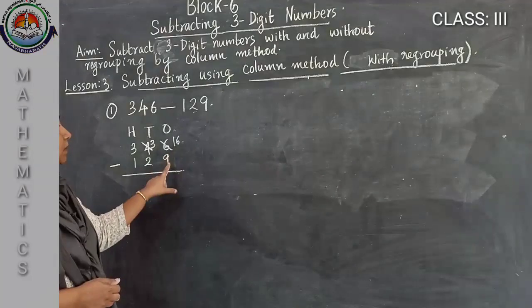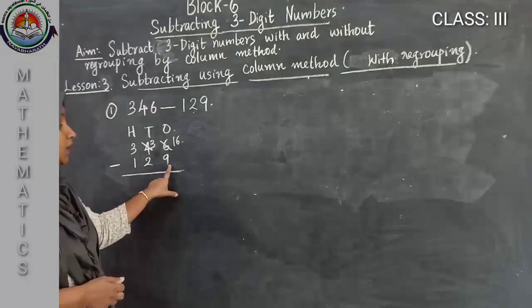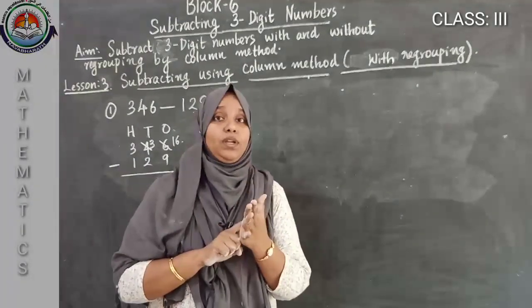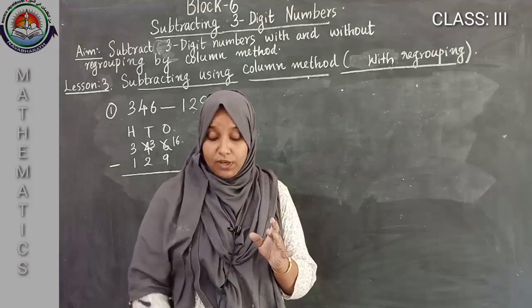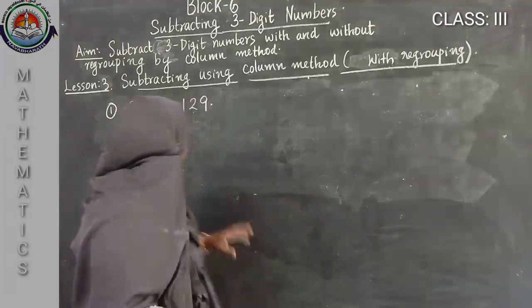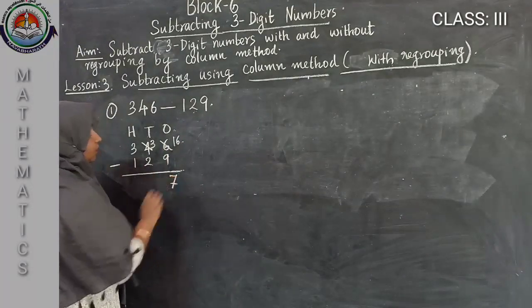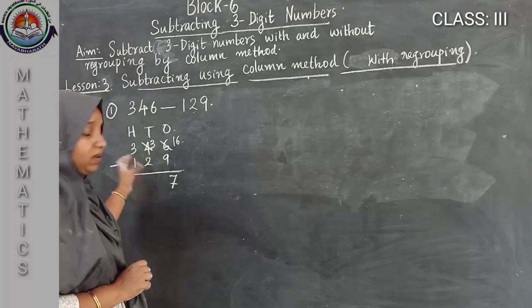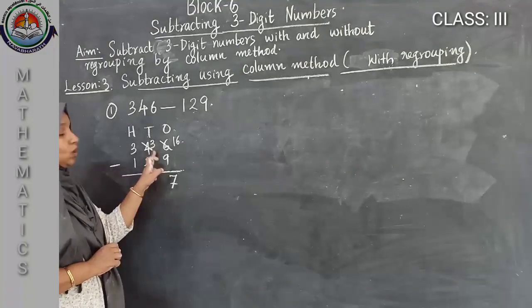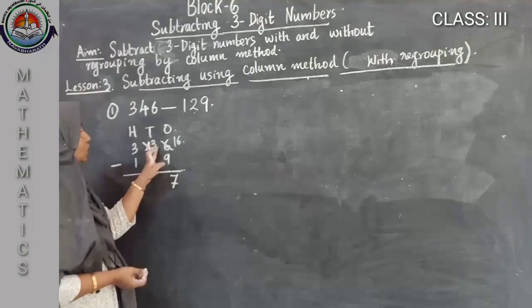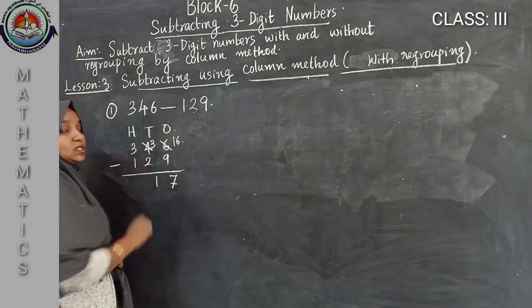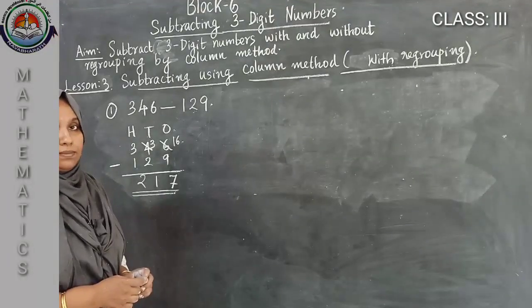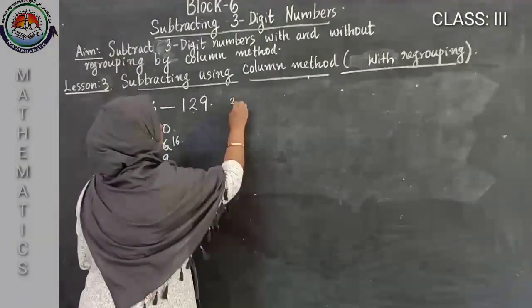Okay, and what is 16 minus 9? How to do that? You keep 9 in your mind. After 9, 10, 11, 12, 13, 14, 15 and 16. How many fingers are raised up? 7. So 16 minus 9 is 7. Then 3 minus 2. Can we borrow 100 from here? No, because this is the bigger number, so no need to borrow. So 3 minus 2 is 1 and 3 minus 1 is 2. So the answer is 217. Right.